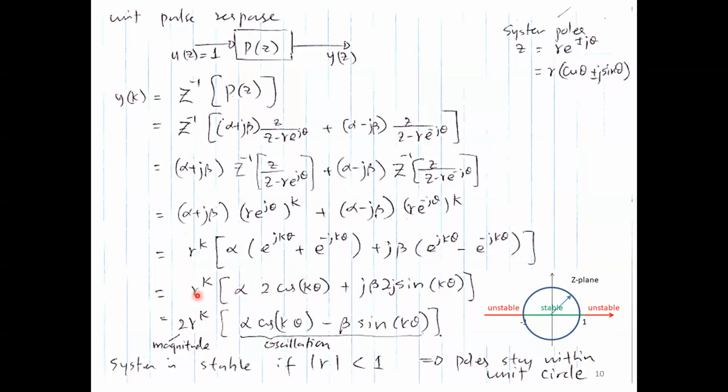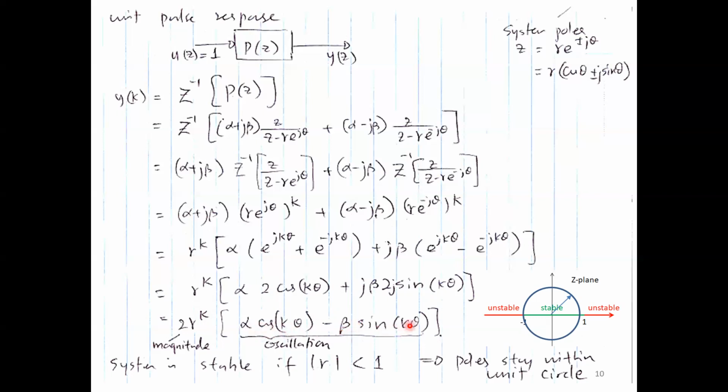Then 2 comes over here, 2r to the k. This is alpha cos k theta minus beta sine k theta. All right. So now the cosine signals are anyway stable, right? They are going up and down, up and down. That's okay. And alpha is a constant, beta is also constant, right? This is the phase shifted sinusoidal waveform actually, right?